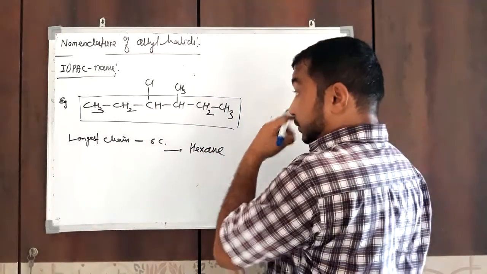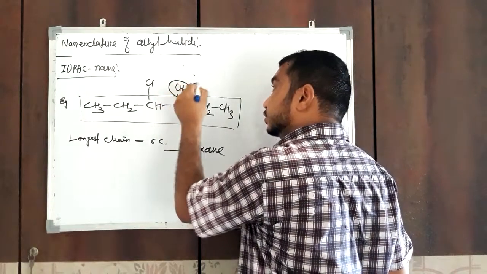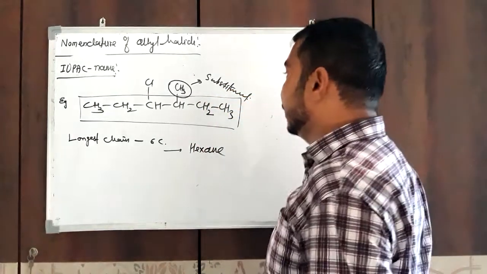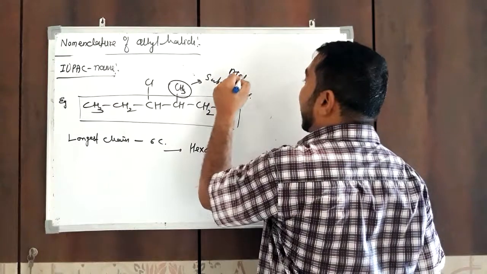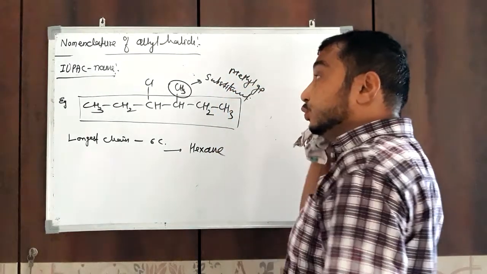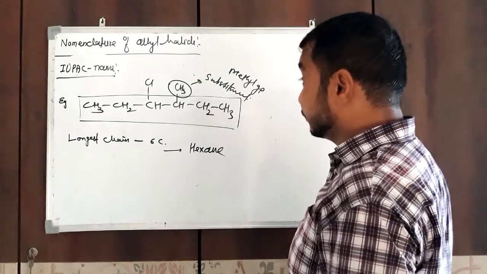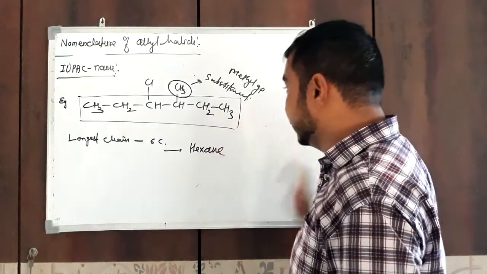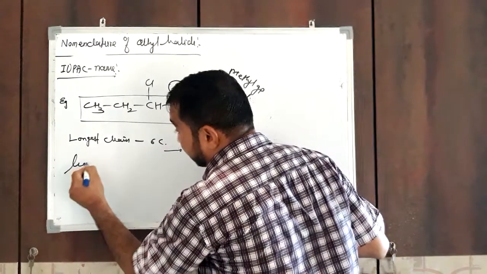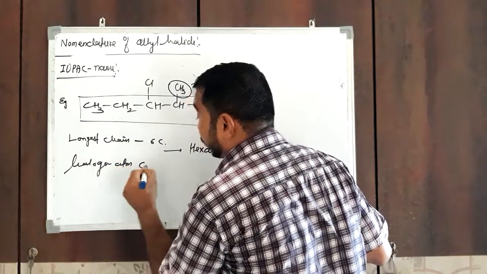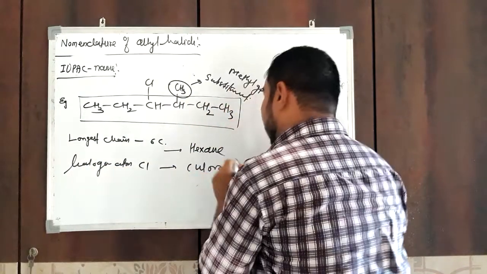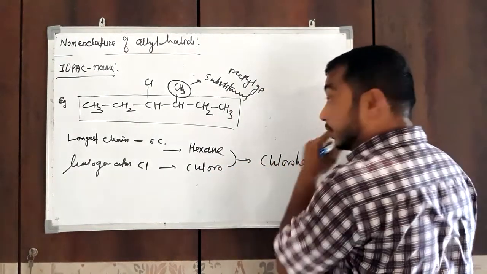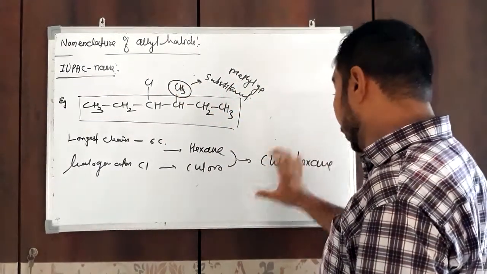Now, this CH3 is a substituent, or side chain, and the name of this substituent is methyl group. The longest chain contains 6 carbon atoms, therefore the name is hexane. The halogen atom present is chlorine, so chloro. Combine this, so chlorohexane is the parent name of this alkyl halide.